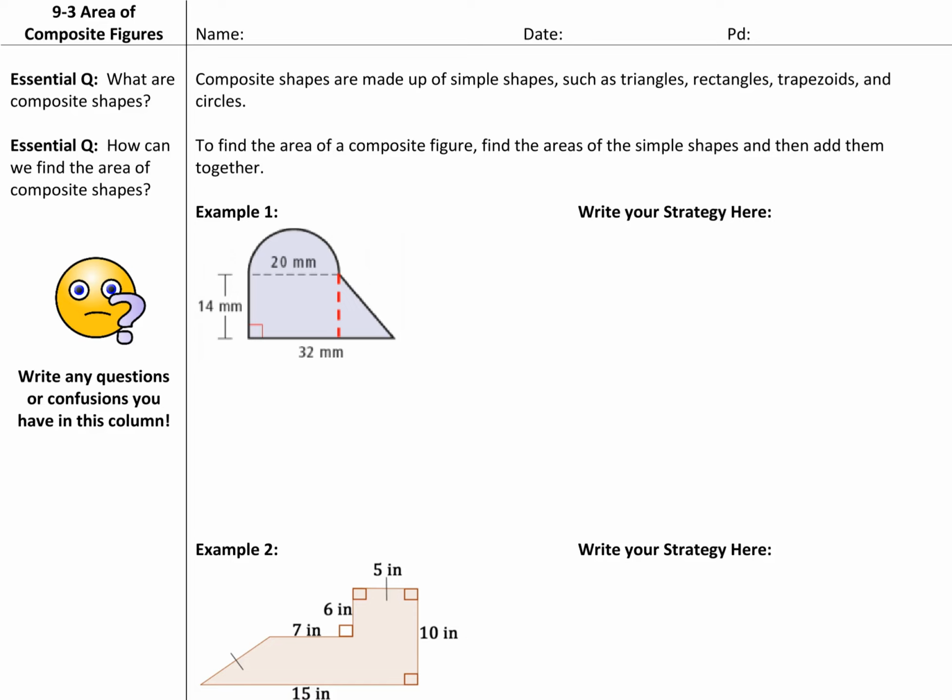We're going to be talking about the area of composite figures. And what are composite shapes and figures? They are just made up of other simple shapes such as triangles, rectangles, trapezoids, and circles. Really, any two-dimensional shapes, you put them together, you make a composite shape. Composite means made up of. So it's a larger, weirder polygon maybe that is made up of a bunch of different shapes.